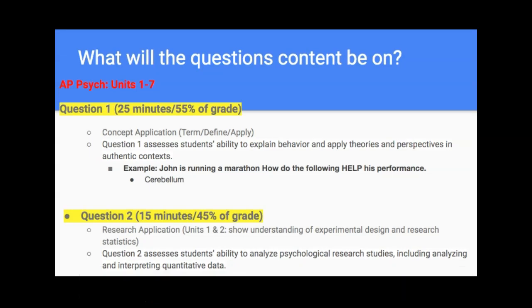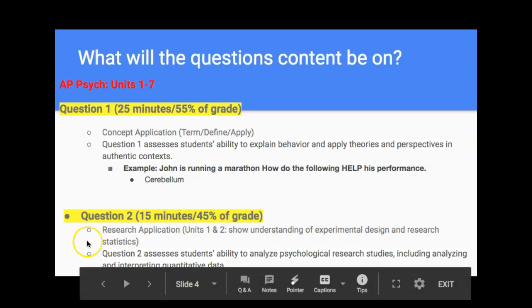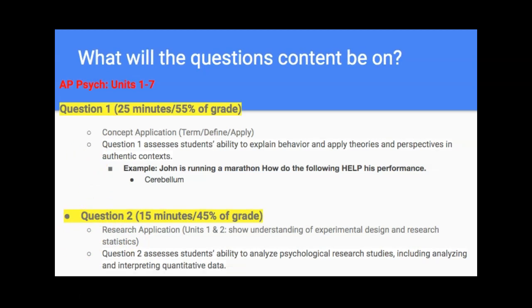And then what will the questions' content be on? You're going to have 2 questions for this test. Question 1 is going to be some type of concept application regarding terms from units 1 through 7. Most likely it's not going to be related to research methods, because that's what question 2 is going to cover. But for question 1, you're going to need to define some term and apply it to a specific authentic context or scenario that they give you.